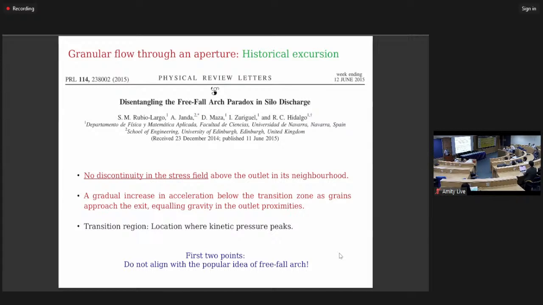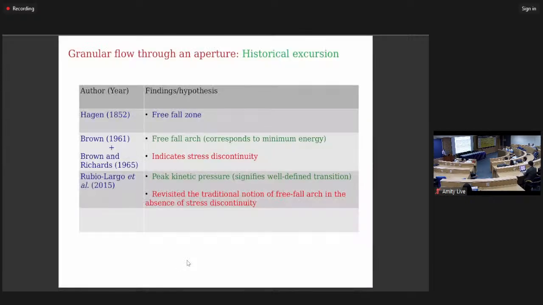Right? So if I look at the first 2 points, they also observed that near the outlet, there's no region where particle acceleration essentially equals gravity except in its proximities. So there are gradual increases in acceleration below the transition zone. If I combine these two, these two observations do not align with the idea of a free fall arch. So let us combine it here.